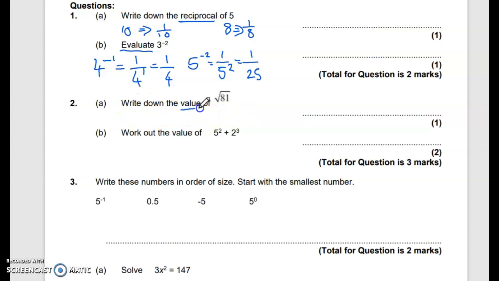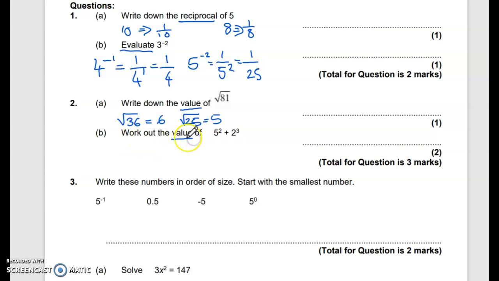Write down the value, so we want an actual answer, not a power, of the square root of 81. So let me talk you through. What about the square root of 36? So these are your square numbers. What number do you times by itself to give you 36? Well, that was 6 times 6, so your answer is 6. Try another one, square root of 25. Well, I know from up here that 5 squared is 25, so it is 5. Okay, so you can have a go at that one there.